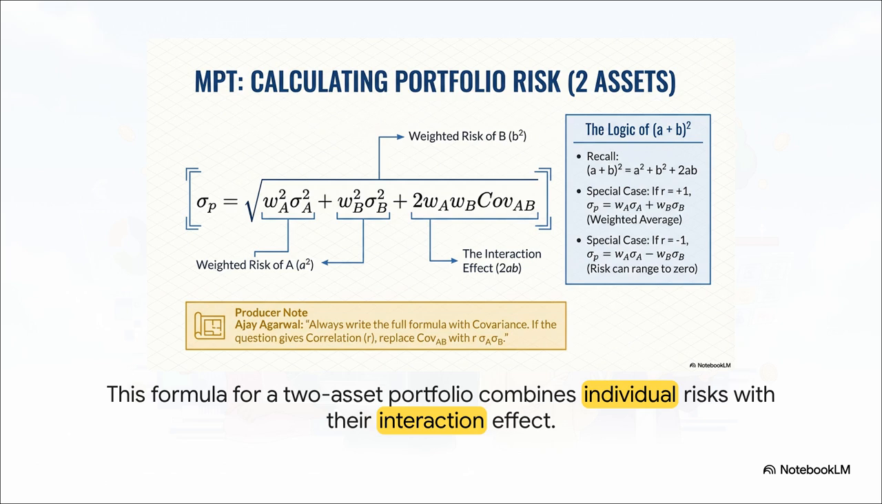Look at the formula. It's kind of like the old A plus B squared from math class. You've got the weighted risk of asset A, the weighted risk of asset B, and then this absolutely critical third piece, the interaction effect, which is all about their covariance. This is where the risk reduction happens. If they're perfectly correlated, there's no reduction. But if they are negatively correlated, you can actually start to eliminate risk.